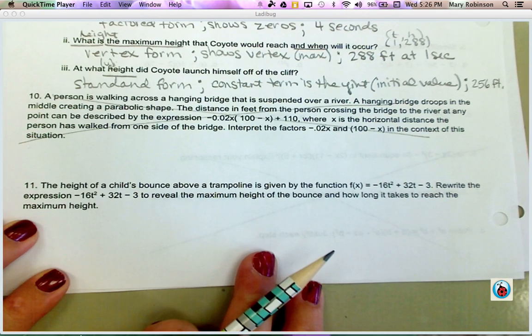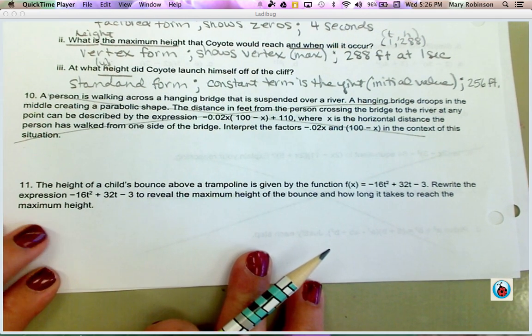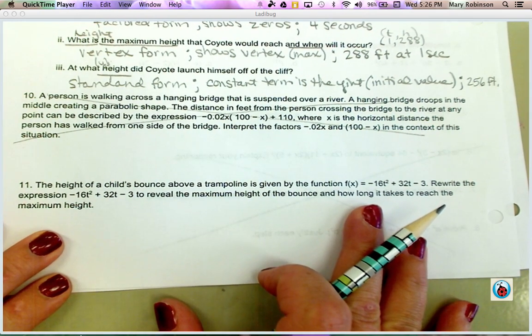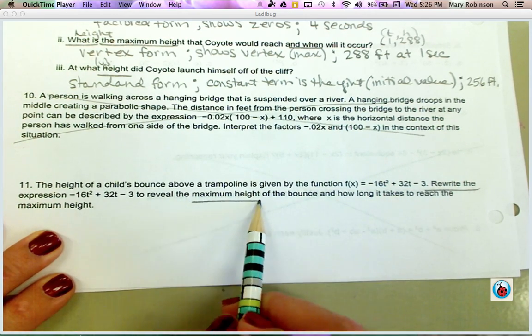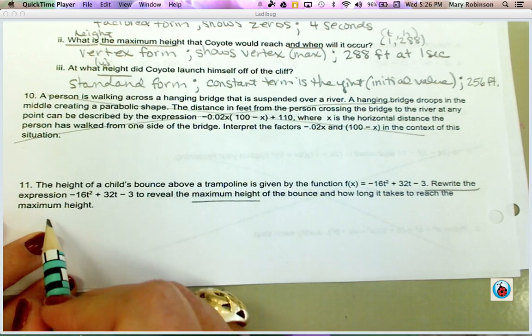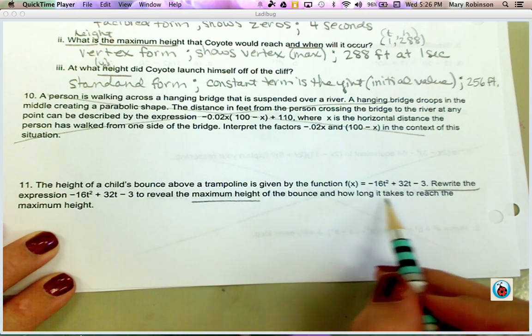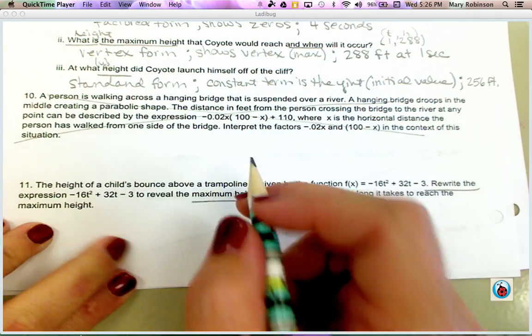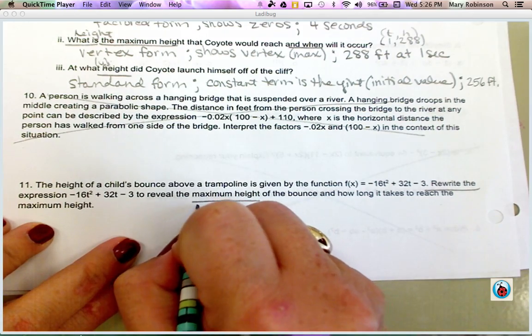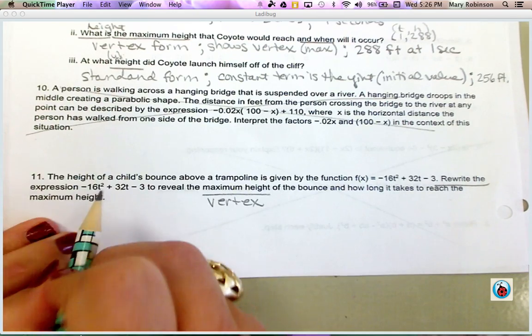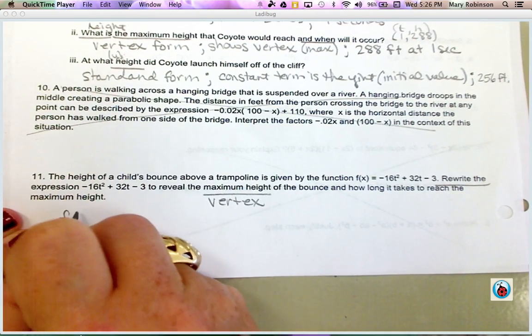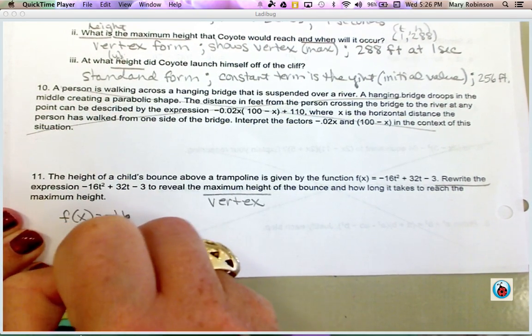It says the height of a child's bounce above a trampoline is given by this function. Rewrite to reveal the max height and how long it takes to reach that max height. So max height, that should remind you of vertex. Well, that means I need you to write this function in vertex form.